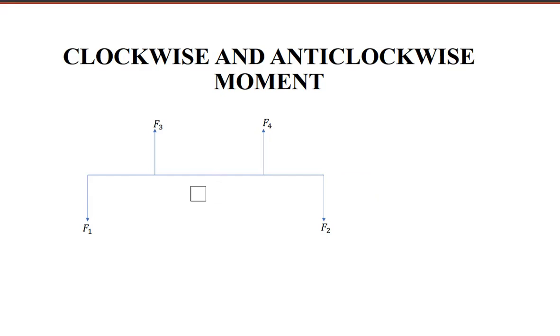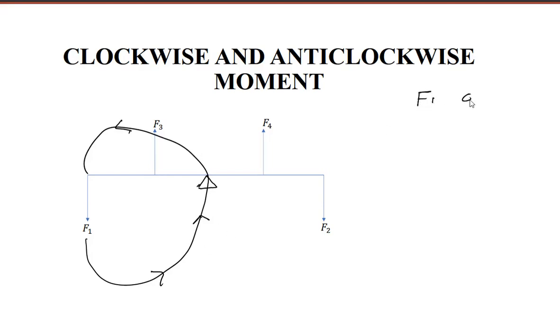In this system, let us assume that our knife edge is at this point. So let's go through our previous exercise again. If we drag this F1 in its direction towards the knife edge, let's put our arrow. It's moving like this. So the force F1 is producing anticlockwise movement.